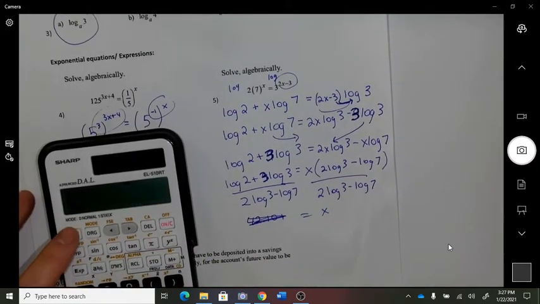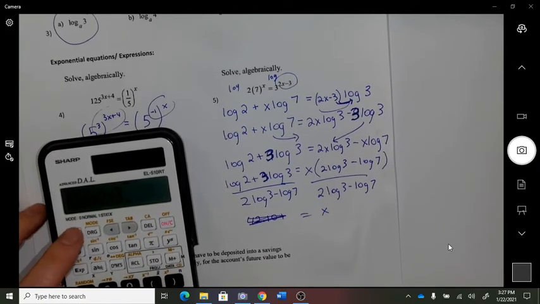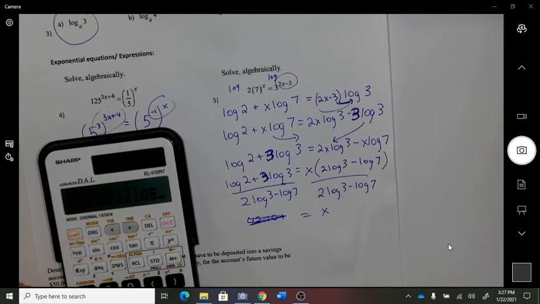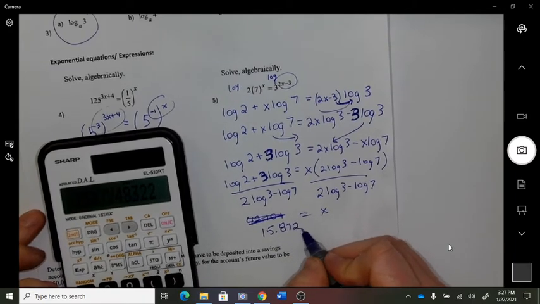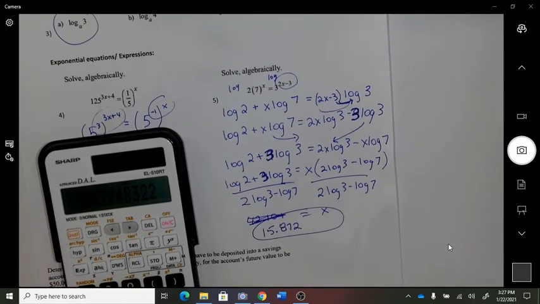Okay, log 2, try this again, plus 3 log 3 divided by 2 log 3 minus log 7, 15.872 is what I got this time.